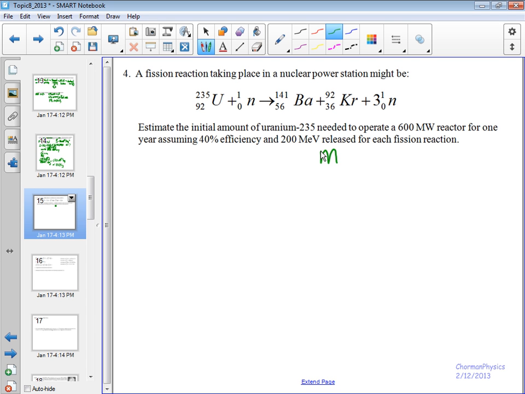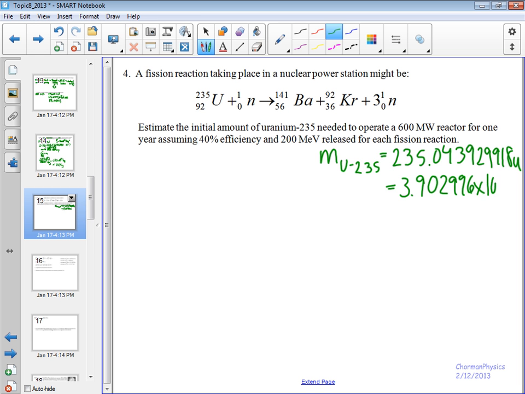All right, you'll see how this works out in a little bit. So to begin with, the mass of uranium-235, if you look it up in the table, is 235.0439 unified atomic mass units. What this converts to in kilograms is 3.902996 times 10 to the negative 25th kilograms. And we do want it in kilograms because of our energy density.